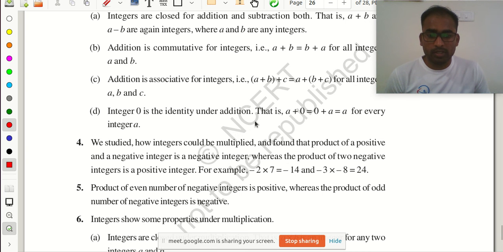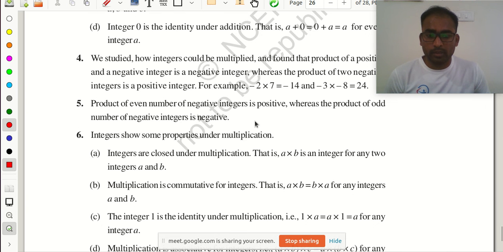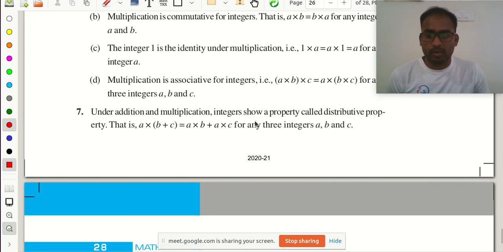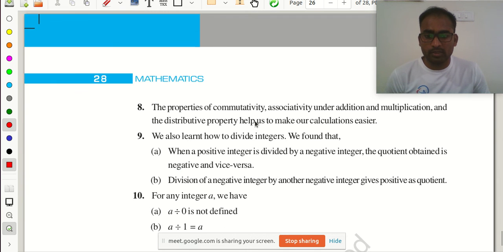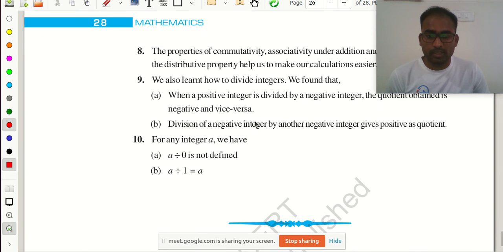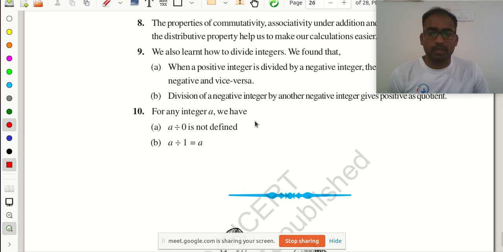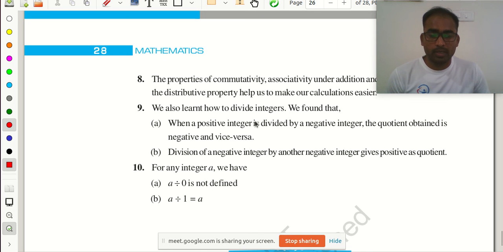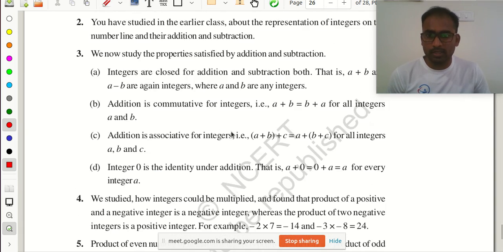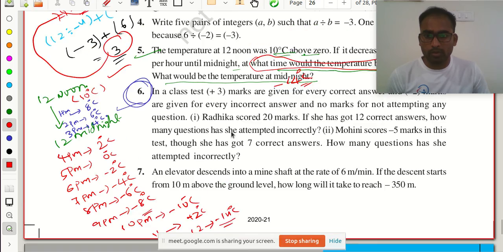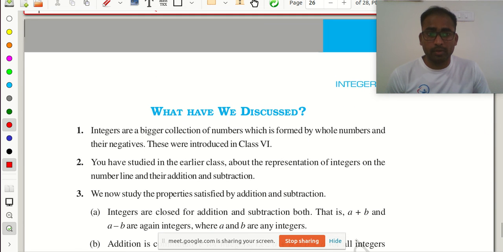We discussed the multiplicative identity and additive identity also. And we discussed the associativity, and the applications of properties, and the division on commutative for integers. These are the things we discussed, and I gave some homework problems to you. Please solve the homework problems, and we will meet in the next class.